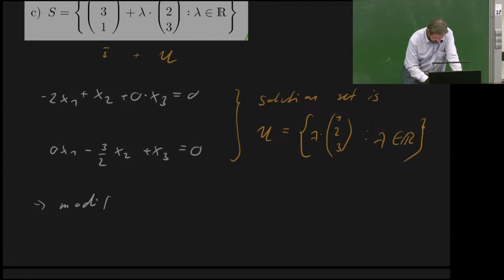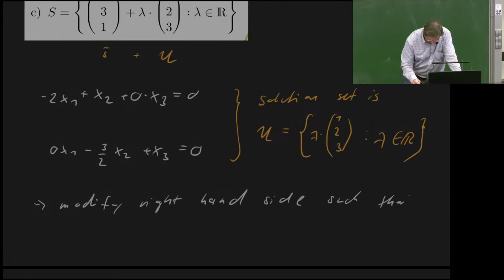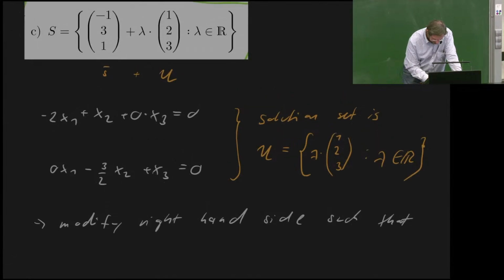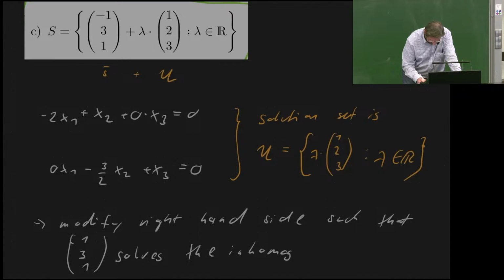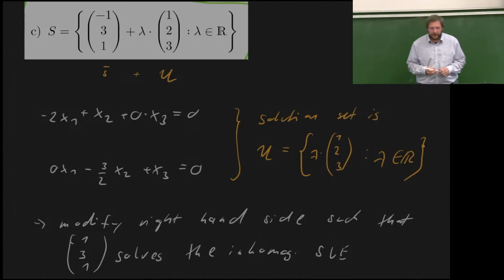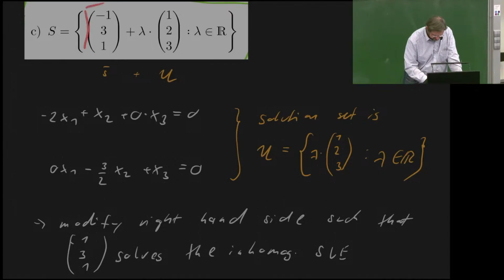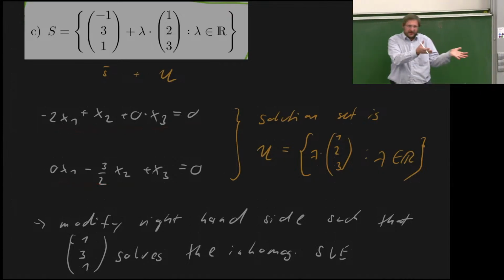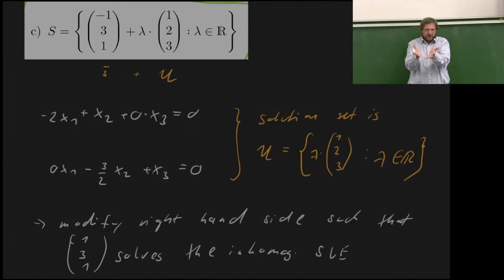So to make it inhomogeneous, we modify the right-hand side such that this vector here, (-1, 3, 1), solves the inhomogeneous system of linear equations. Well, how do we modify the right-hand side? Well, let's just see what we need. We can just take the solution, substitute it in those two equations, see what the left-hand side is, and then just use that as right-hand side. So to make sure that this solves the system.